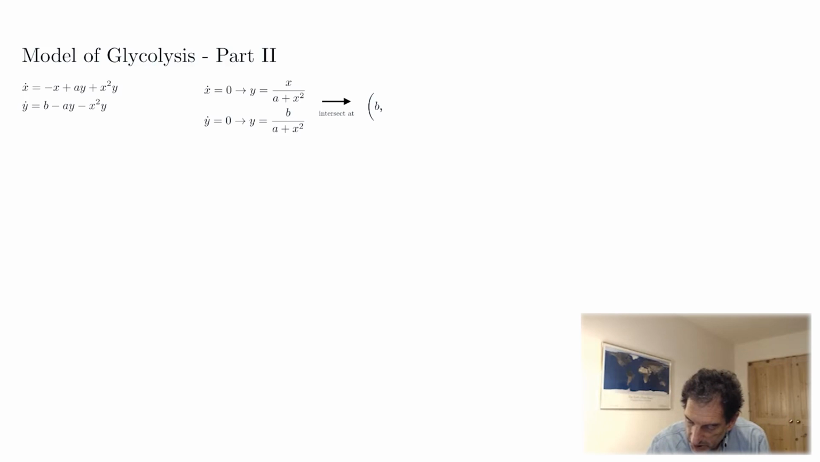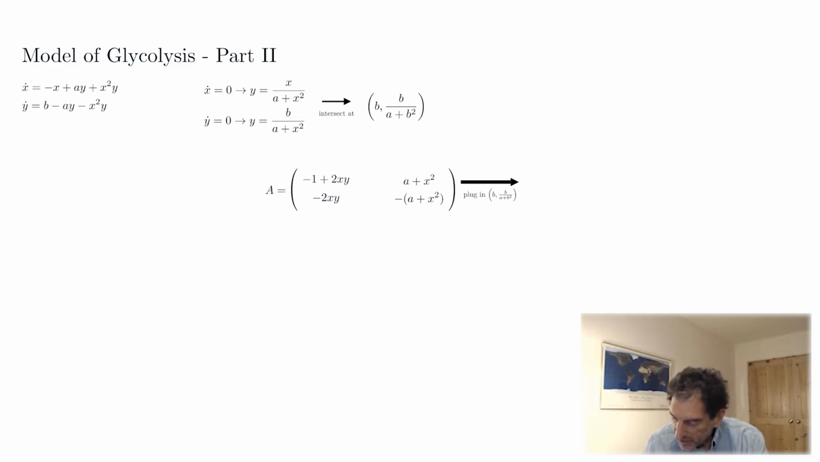So the Jacobian matrix is the matrix of derivatives, and we can almost read it off because the equations of motion are so simple. So we take dx dot with respect to x, we get minus 1 plus 2xy. dx dot with respect to y gives us a plus x squared. And similarly, for the second line, we take the derivative dy dot with respect to x, we get minus 2xy, and then we have minus a plus x squared. And at the fixed point, we get minus 1 plus 2b squared over a plus b squared, a plus b squared, minus 2b squared over a plus b squared, minus a plus b squared.